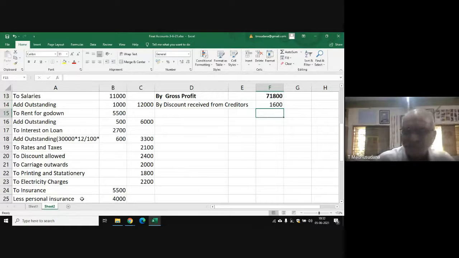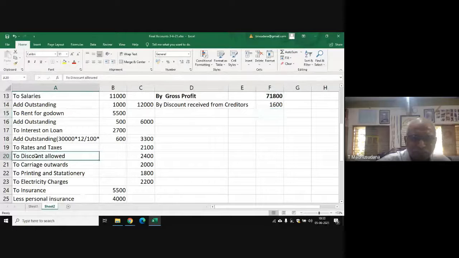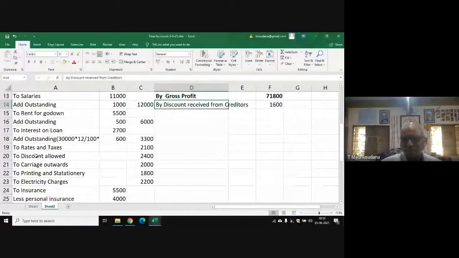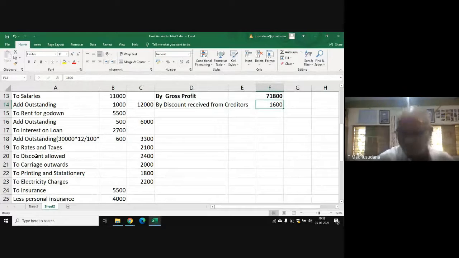Suppose if it is given on the debit side, it means discount allowed. That is a loss. So here also on the debit side there is the item discount allowed. Discount allowed is a loss or indirect expense which is to be shown on the debit side. But discount received is indirect income or indirect profit. That's why we are showing it on the credit side of the profit and loss account. So these are the items which appear in the profit and loss account.